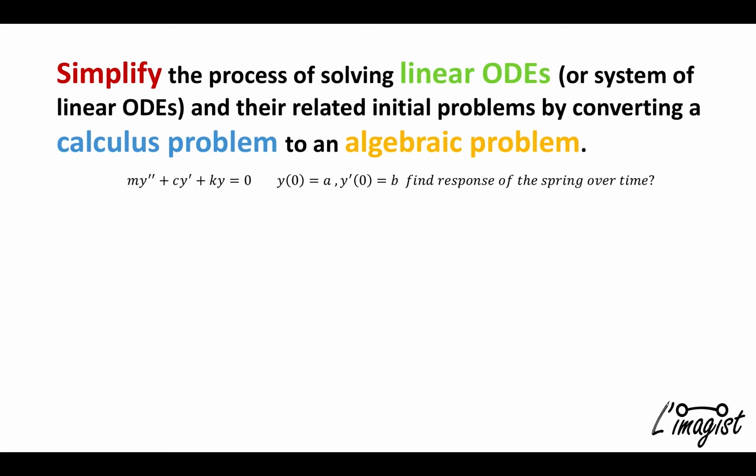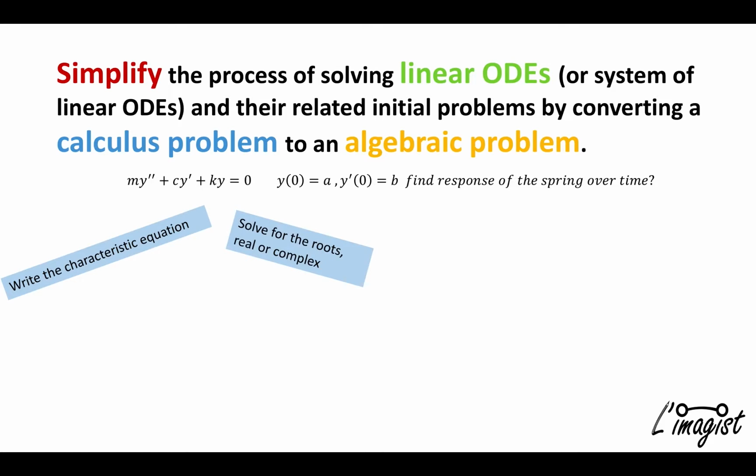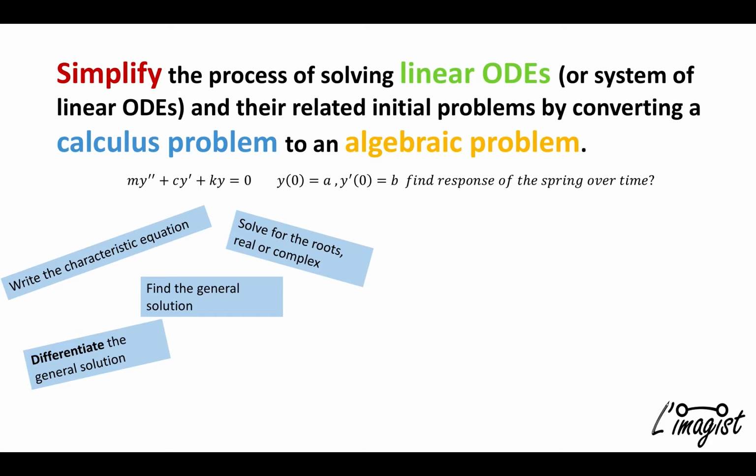What does that mean? If we're given a mass spring system, and we know the ordinary differential equation and also the initial conditions, and we're asked to find the response of the spring over time, I think intuitively we would think to solve this problem in a calculus way, right? That means writing the characteristic equation, solving for the roots, real or complex, and then from there we will find the general solution, and then differentiate that general solution and plug the initial conditions in to find our response of the spring. It's very lengthy, but it works and it's really powerful.